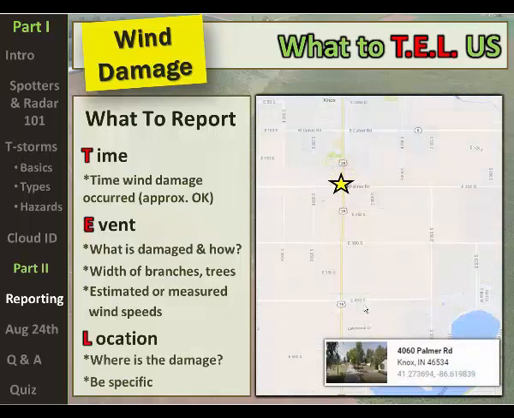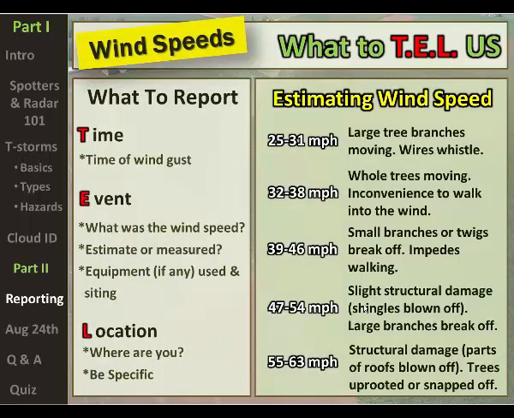And finally, the location. Where exactly is the damage? If you're tweeting or posting information to us, a Google Map image of the location would be awesome, but you can also give us the intersection. And finally, here is the Beaufort scale, showing for each wind speed what magnitude of damage we normally see.